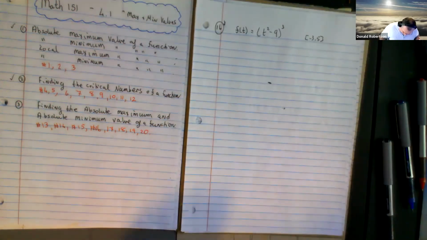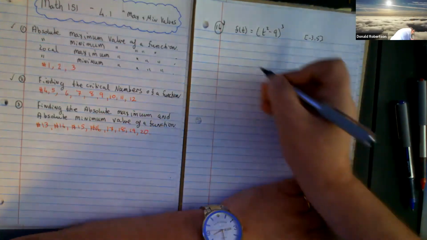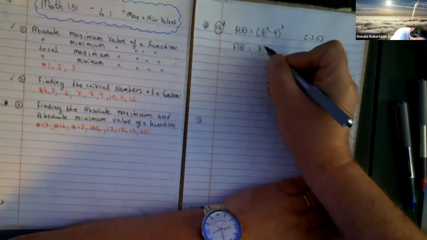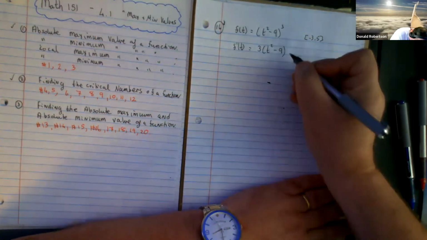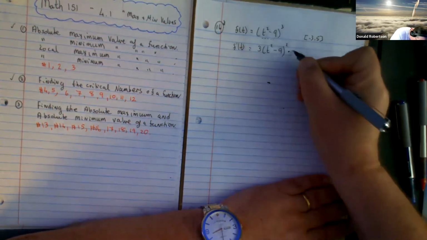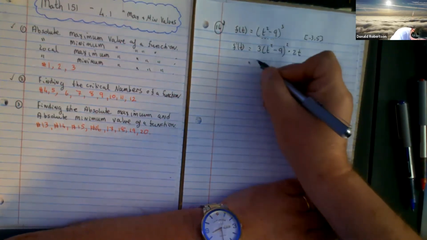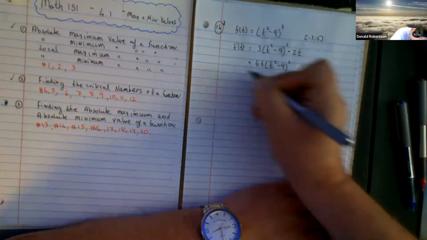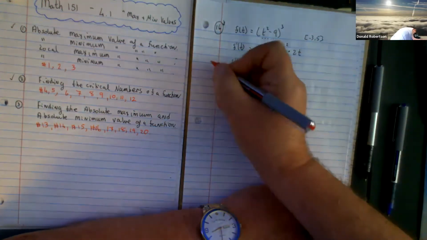So here's our next one. 16. So I'll find its derivative. That's a chain rule: 3 lots of t squared minus 9 squared times the derivative of the inside function, which is 2t. And then just make it look pretty: 6t times (t squared minus 9) squared. So that's essentially step 1.